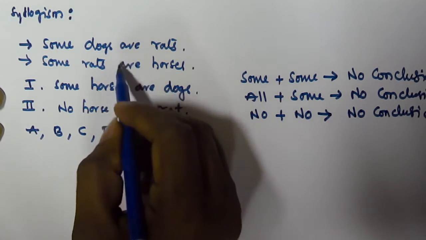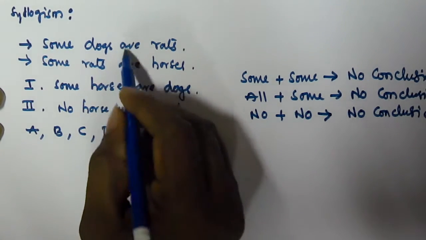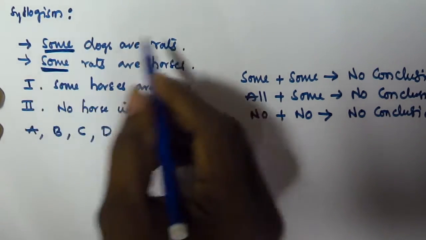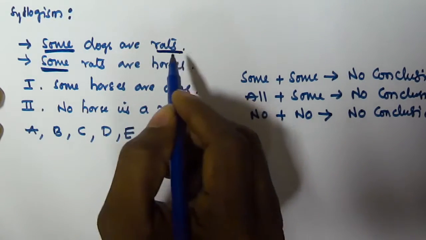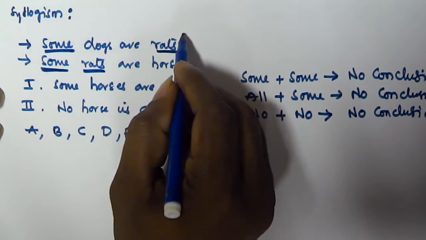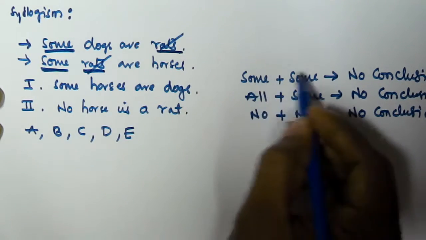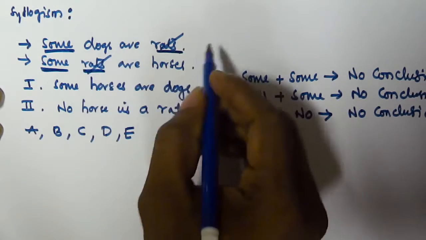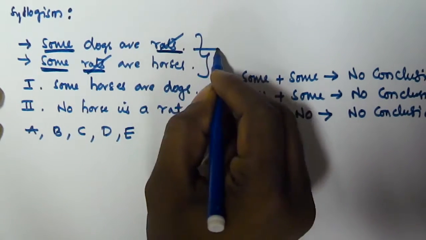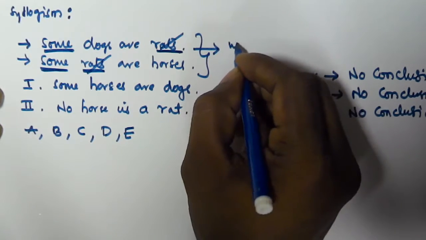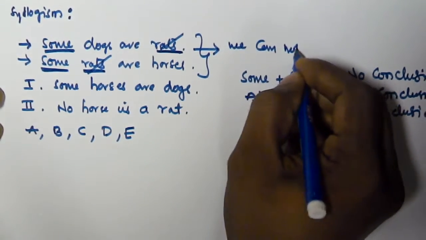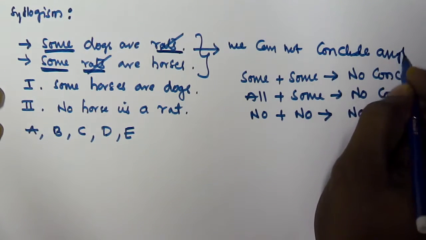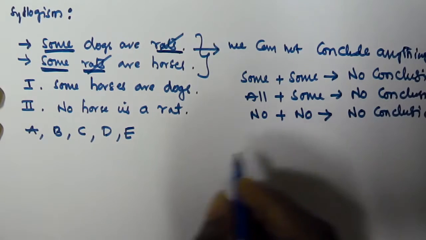So if you observe the given two statements here, the first one is starting with some and the second one is also starting with some. And here the predicate of the first statement is equivalent to the subject of the second statement. So according to this rule, some plus some, from these two given statements we cannot conclude anything.